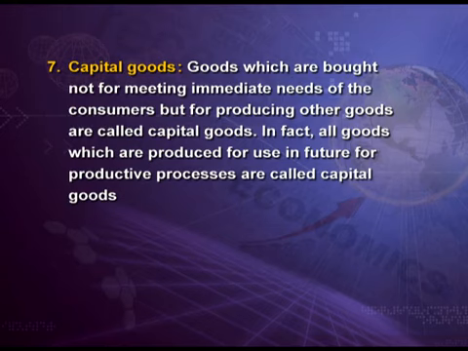Next is capital goods. Goods which are bought not for meeting immediate needs of the consumers but for producing other goods are called capital goods. Example, machinery. In fact, all goods which are produced for use in future for productive processes are called capital goods. So students, these were some key terms of this chapter.